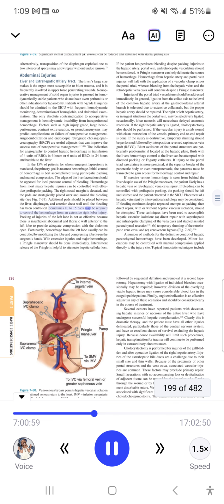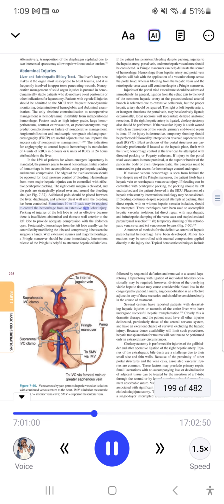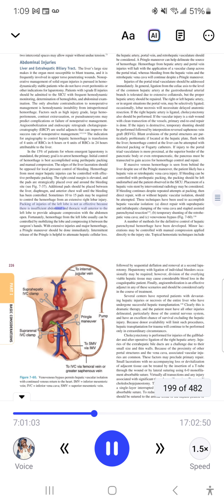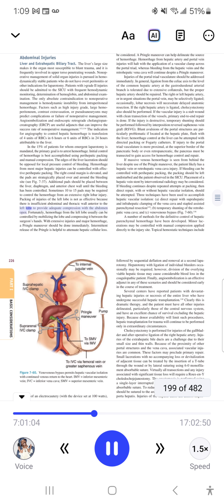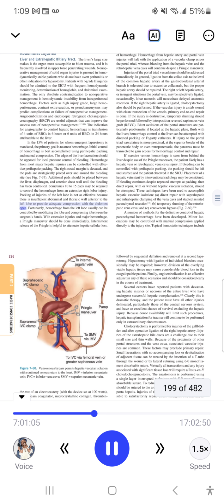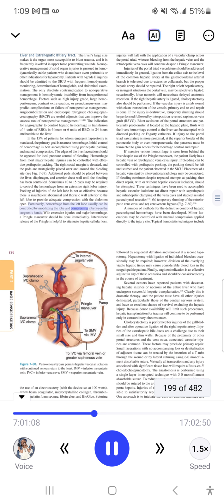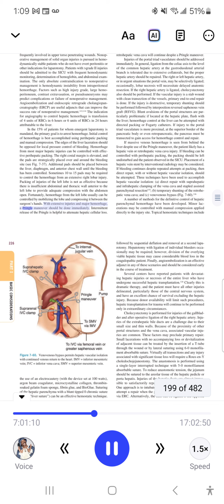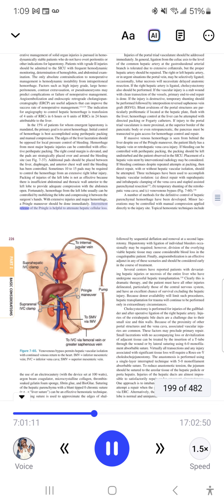Sometimes 10 to 15 pads may be required to control the hemorrhage from an extensive right lobar injury. Packing of injuries of the left lobe is not as effective because there is insufficient abdominal and thoracic wall anterior to the left lobe to provide adequate compression with the abdomen open. Fortunately, hemorrhage from the left lobe usually can be controlled by mobilizing the lobe and compressing it between the surgeon's hands. With extensive injuries and major hemorrhage, a Pringle maneuver should be done immediately. Intermittent release of the Pringle is helpful to attenuate hepatic cellular loss.